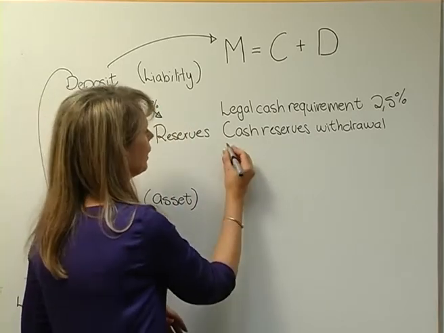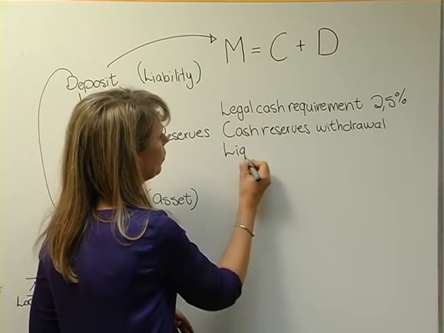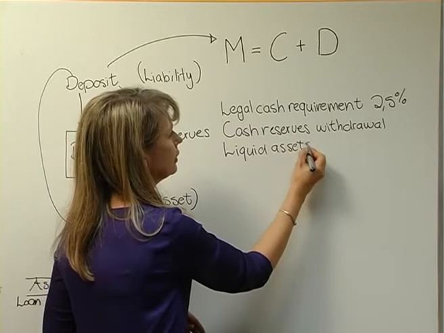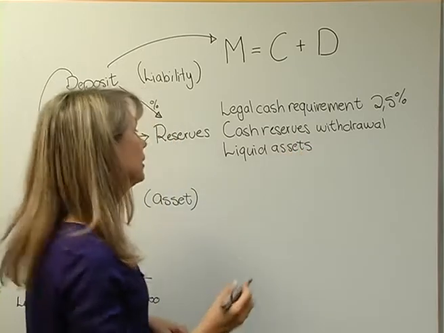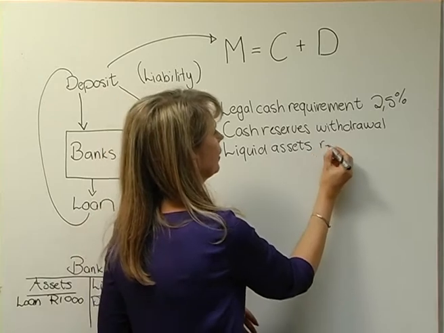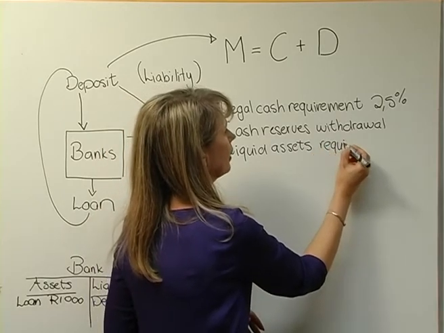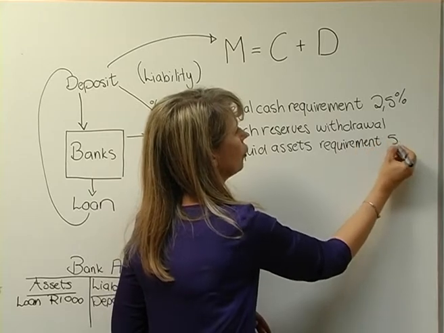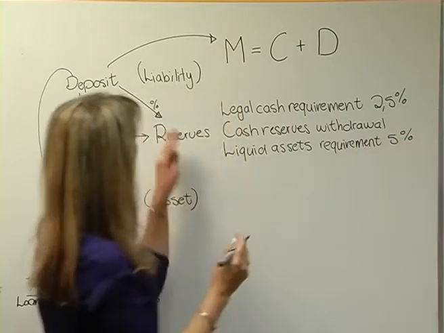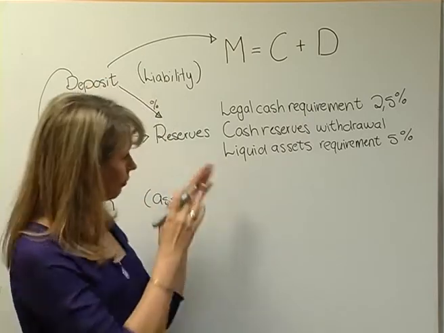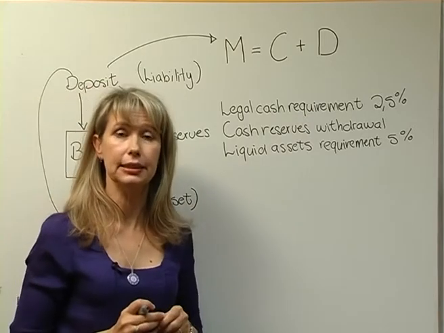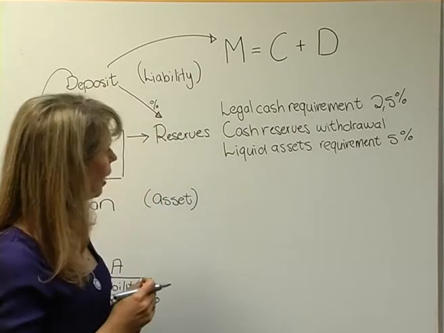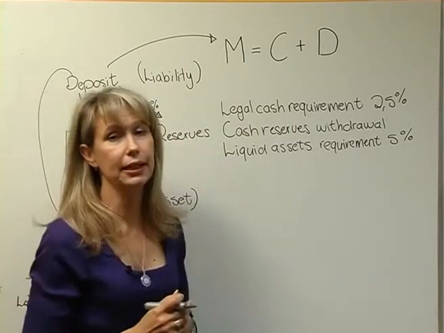And then banks also have to keep liquid assets. There's a certain range of instruments that banks have to keep, and they have to hold 5% of all their deposits in the form of those liquid assets. And we will look at the different types of liquid assets later on in the course. Right, so those are the reserves that banks have to hold.